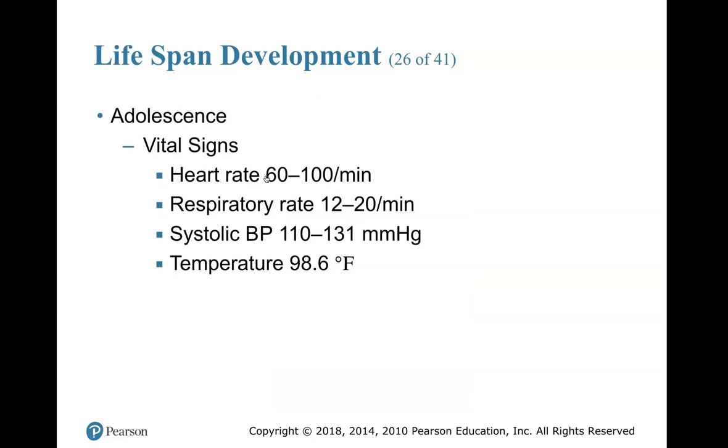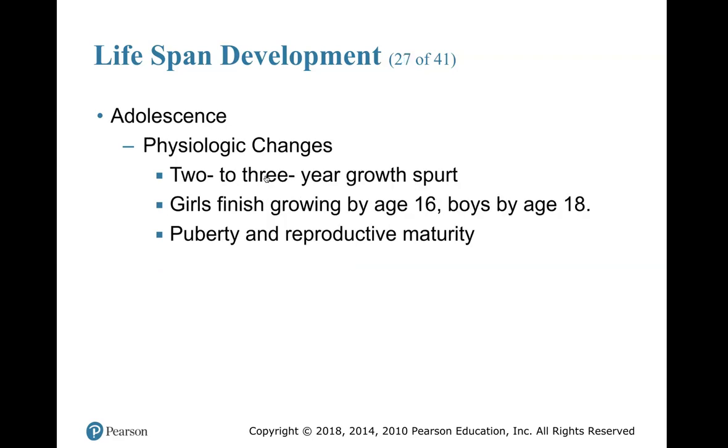Vital signs: heart rate 60 to 100 beats a minute. Respiratory rates 12 to 20. Systolic blood pressure is 110 to 131 and temperature is 98.6. Physiologic changes: 2 to 3 year growth spurt. Ain't that the truth? You're going to buy more clothes and more shoes in those years than you'll ever want to think about buying. Girls finish growing by age of 16, boys by age 18. Puberty and reproductive maturity.